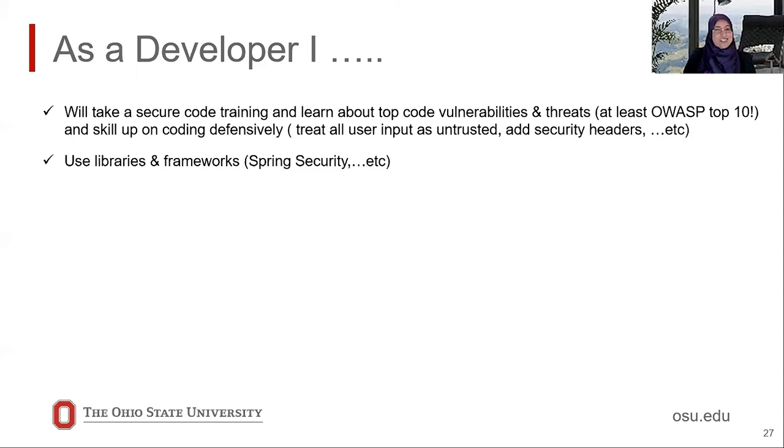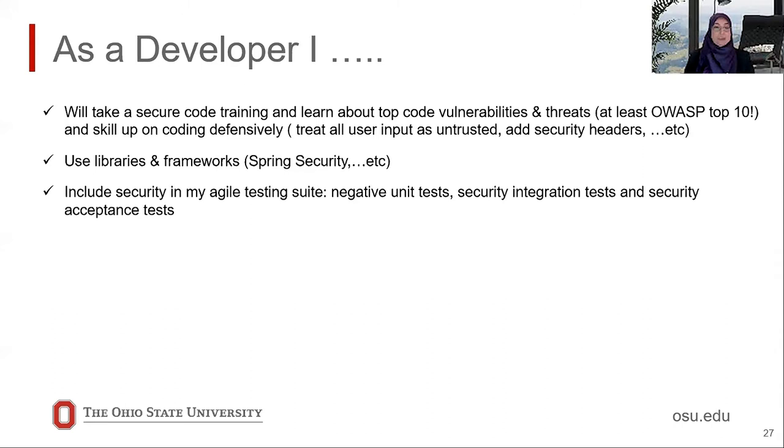Include security in your agile testing suite. You know what I mean by that? When you're talking about your unit tests, include me in, please. I want my negative unit tests. Secure integration tests, include me in, please. Your API tests and all these things, security, please include me. Security acceptance tests, please write tests for that as well. That is security oriented. So include it in your agile testing pyramid.